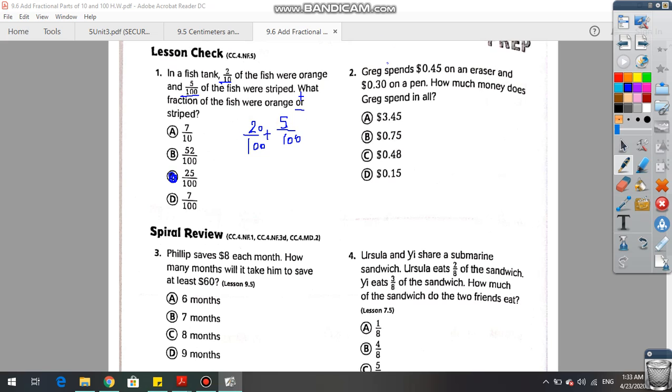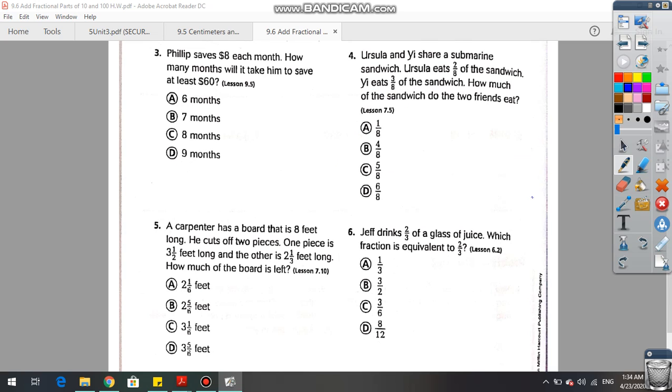Number 2, Greg spent $0.45 on an eraser and $0.30 on a pen. How much money does Greg spend in all? So I'm going to add both of them, but first I'm going to convert it into fractions. So 45 over 100 plus 30 over 100. So 45 plus 30 equals 75. 75 hundredths, but I have to write it as a decimal, so $0.75.